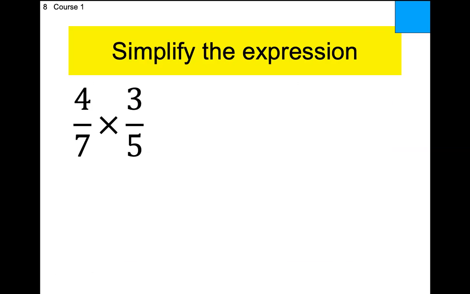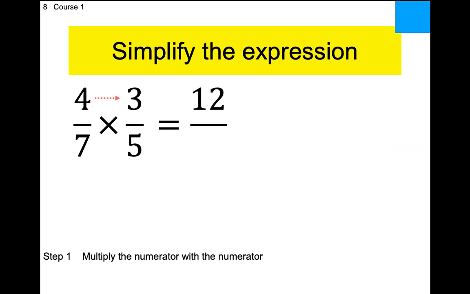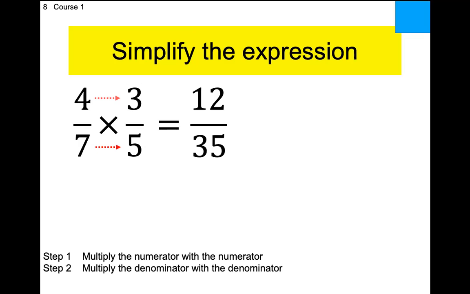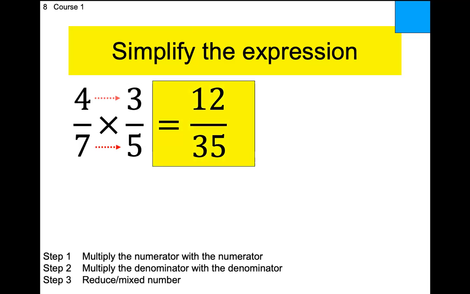All right, let's do one. Box 8, listen please. Step number 1 says numerator times numerator. 4 times 3 is 12. Step 2, denominator times denominator. 7 times 5 is 35. Does anything go into 12 and 35? Nothing? Well, then that's your answer. That was box number 8.